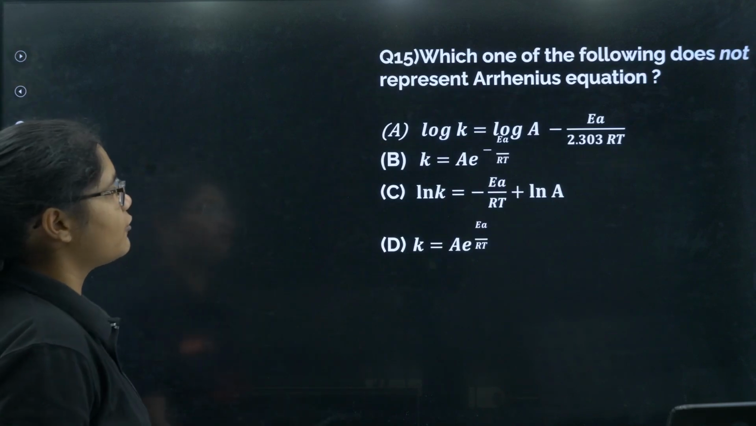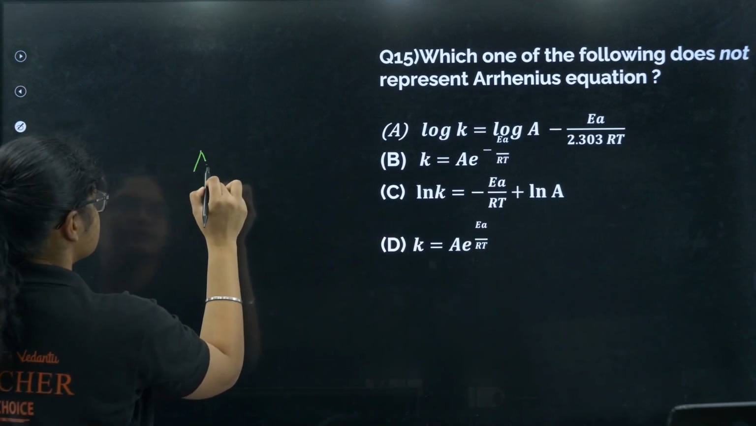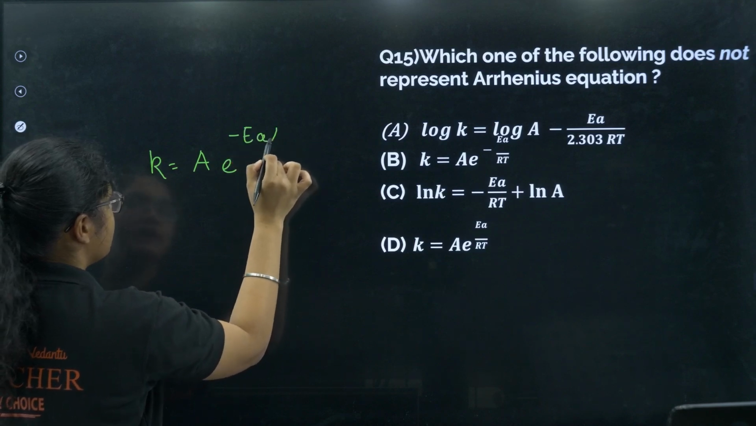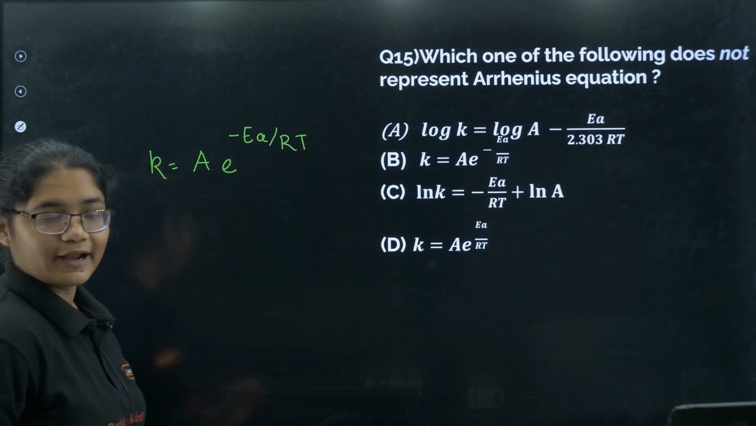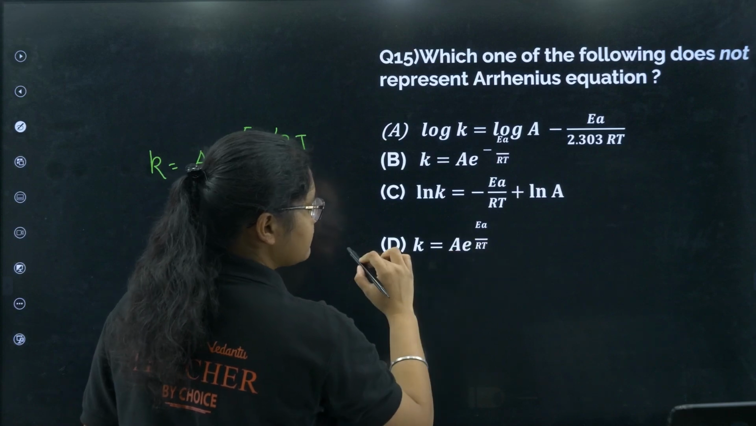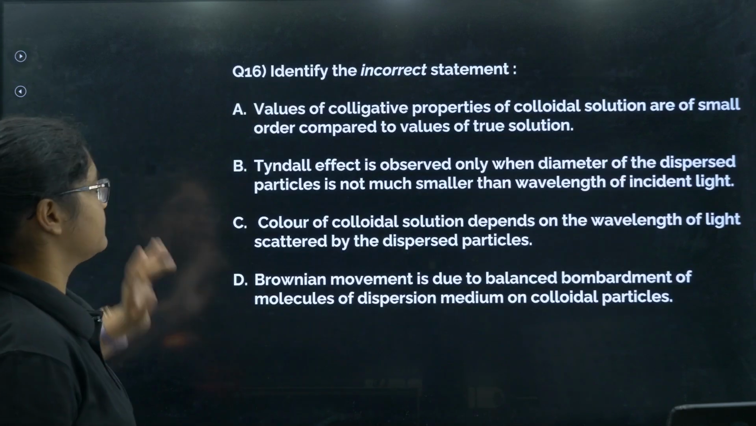Next, which one of the following does not represent Arrhenius equation? So we have the Arrhenius equation, K equal to A into e to the power of minus EA by RT. Right, now if you see this equation, it is given positive e to the power of EA by RT, so that is why this is the wrong option.